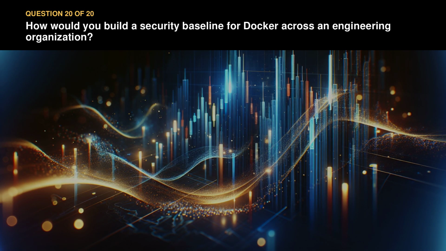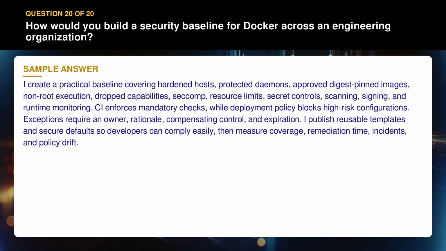Question 20. How would you build a security baseline for Docker across an engineering organization? I create a practical baseline covering hardened hosts, protected daemons, approved digest pinned images, non-root execution, dropped capabilities, Seccomp, resource limits, secret controls, scanning, signing, and runtime monitoring. CI enforces mandatory checks, while deployment policy blocks high-risk configurations. Exceptions require an owner, rationale, compensating control, and expiration.